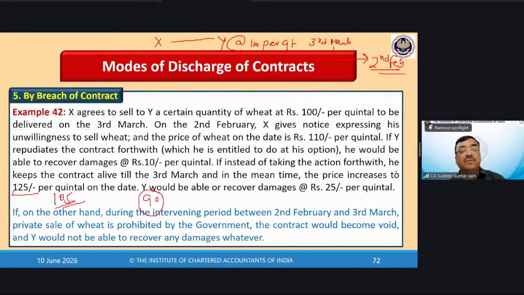See what is written in blue ink. If on the other hand, during the intervening period between 2nd February and 3rd March, private sale of wheat is prohibited by the government, the contract would become void, and Y would not be able to recover any damages whatsoever. I'm giving you 30 seconds to please read this example once again.